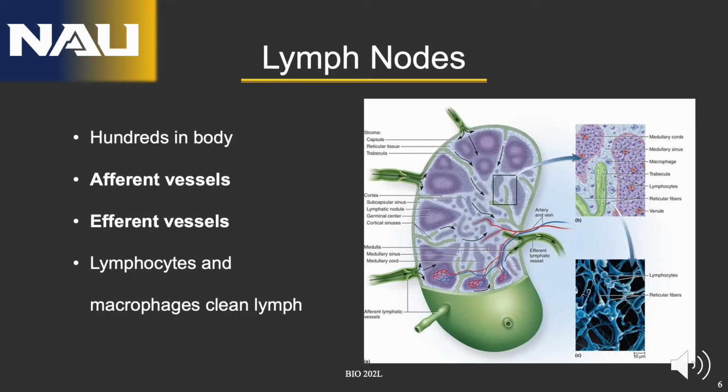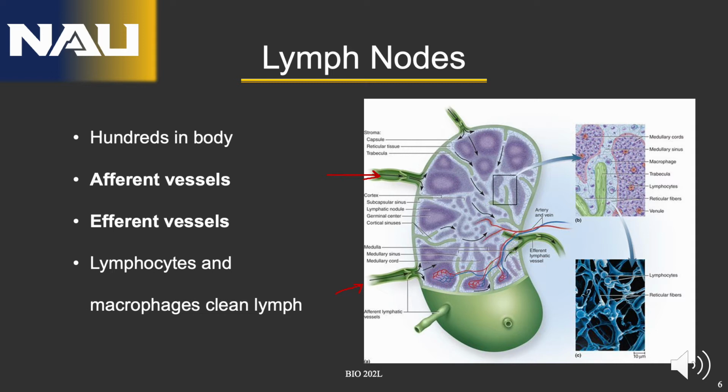You can see here a depiction of a lymph node, which are essential components of the lymphatic system, with hundreds of them distributed throughout the body. These nodes function as filtering stations for lymph fluid, which enters through afferent vessels. Within the lymph nodes, lymphocytes and macrophages work to clean the lymph by identifying and destroying pathogens, such as bacteria and viruses, and removing debris and foreign particles.